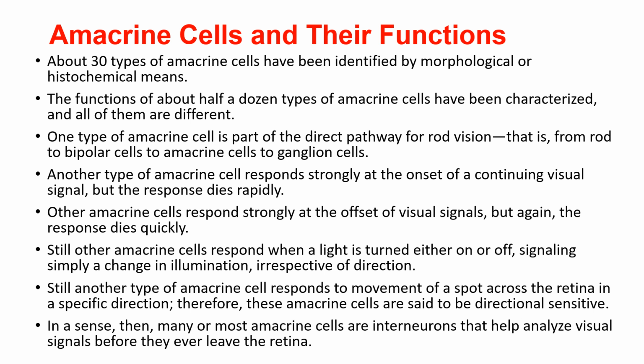Still another type of amacrine cell responds to movement of a spot across the retina in a specific direction. Therefore, these amacrine cells are said to be directional sensitive. In a sense, then, many or most amacrine cells are interneurons that help analyze visual signals before they ever leave the retina.